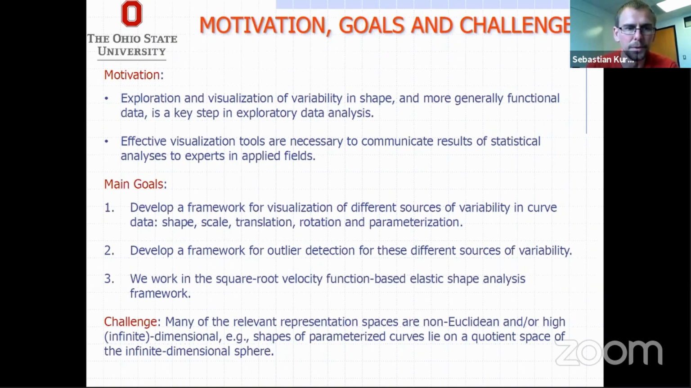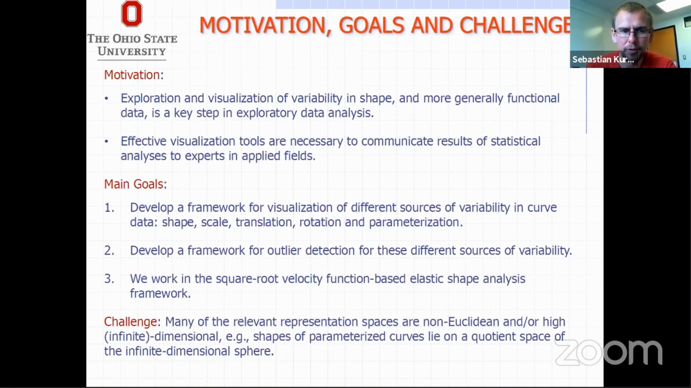So in this research, we developed a framework for visualizing different sources of variability in curve data. Here I just have a list of these and I'll clarify what each of these is in a minute. When we're given curve data, the raw data itself contains variability in shape, variability in scale, variability in translation, rotation, and finally parametrization.